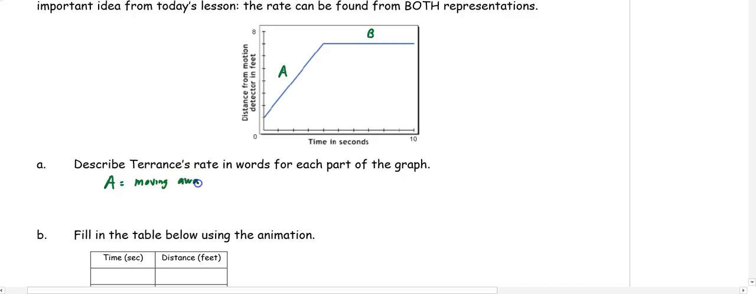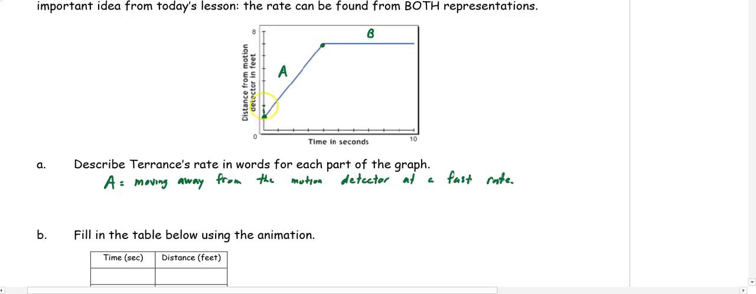moving away from the motion detector at a fast rate. Then we're going to find what the rate is. So in this case, we need 2 points to find the rate.